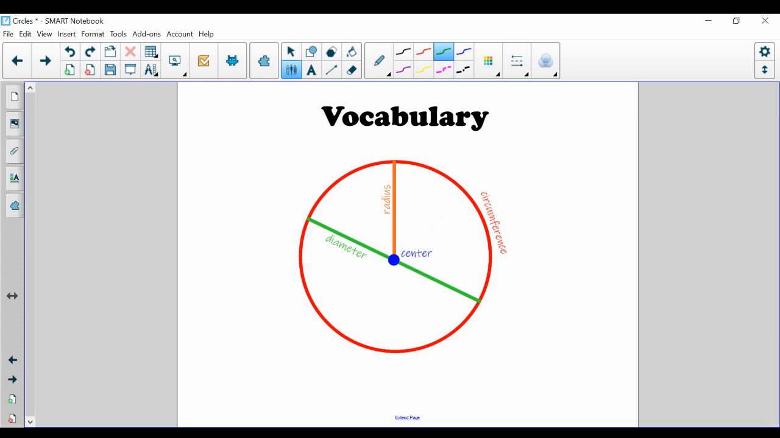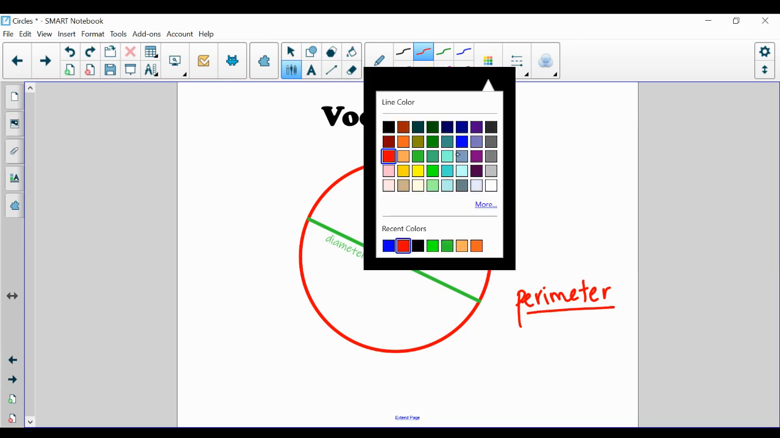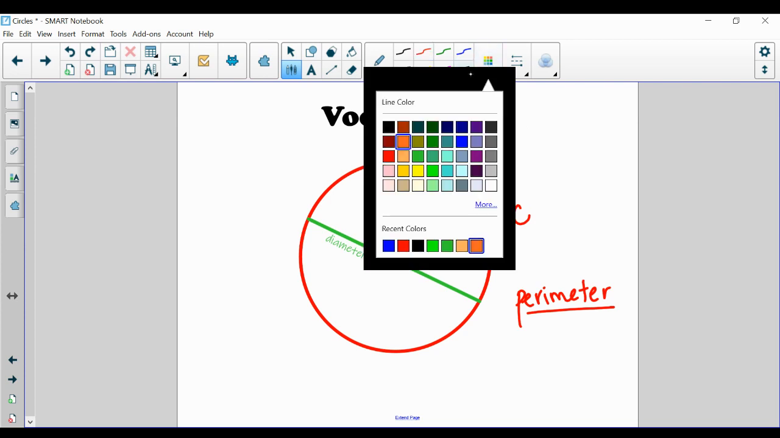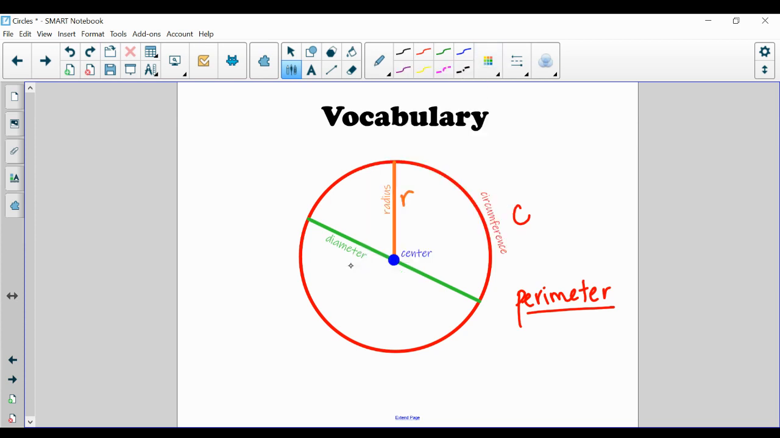And the last piece of vocab here is this red word, circumference. Circumference is a fancy word for the perimeter of a circle. Okay, so the circumference is the distance around the outside of the circle. And just to note, all of these words are often referred to also using letters. So the circumference you'll see is referred to as C, the radius you'll see is referred to as R, and you'll see the diameter referred to as D.